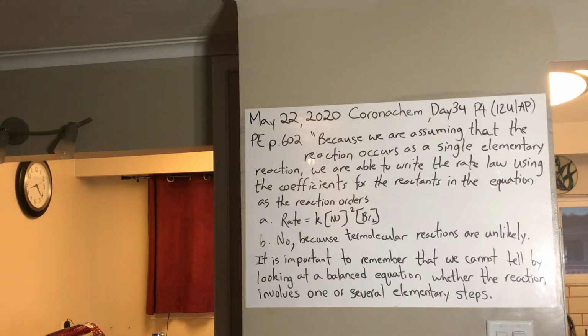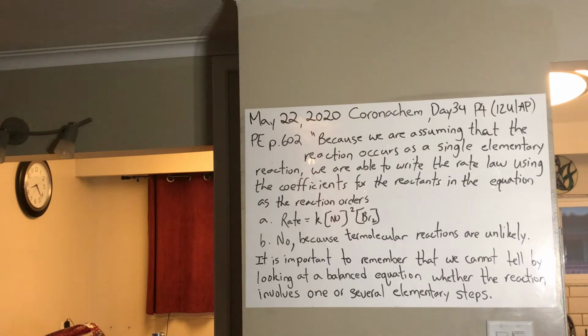It asks, consider the following reaction. 2NO gas plus bromine gas, which is diatomic, gives you 2NOBr gas. A, write the rate law for the reaction assuming it involves a single elementary reaction. B, is a single step mechanism likely for this reaction?